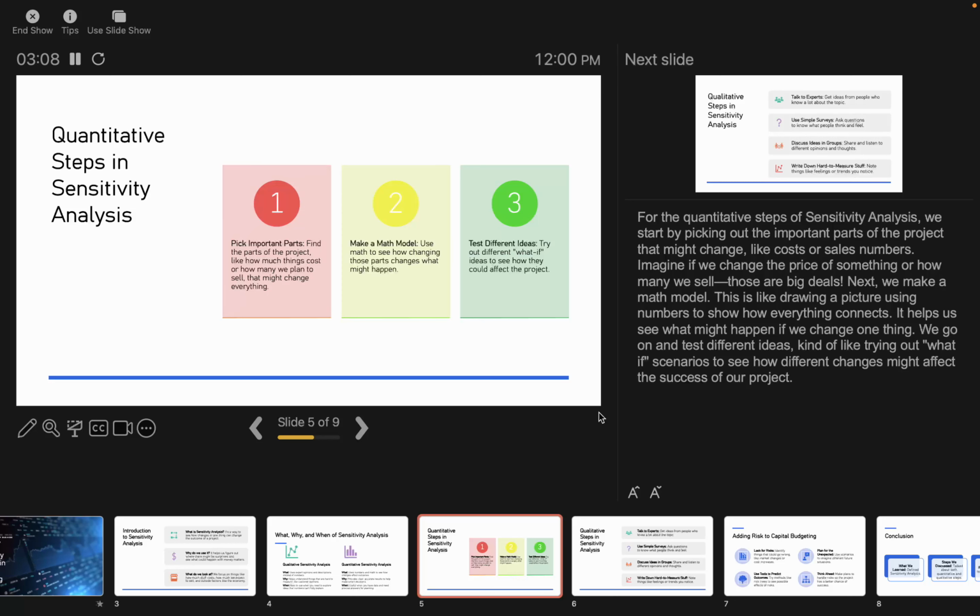Those are big deals. Next, we make a math model. This is like drawing a picture using numbers to show how everything connects. It helps us see what might happen if we change one thing. We go on and test different ideas, just like trying out what-if scenarios to see if different changes might affect the success of our project.